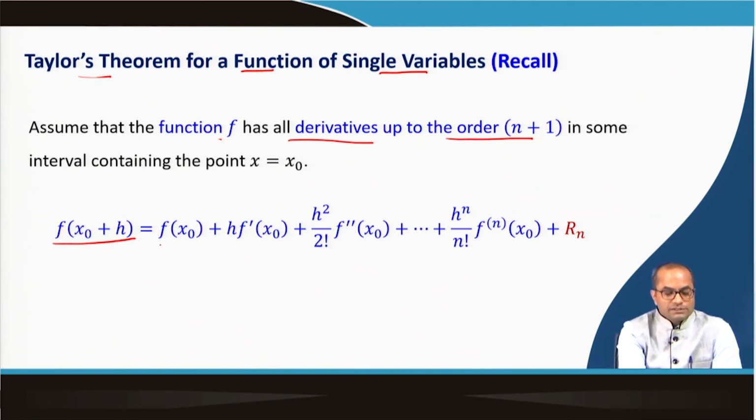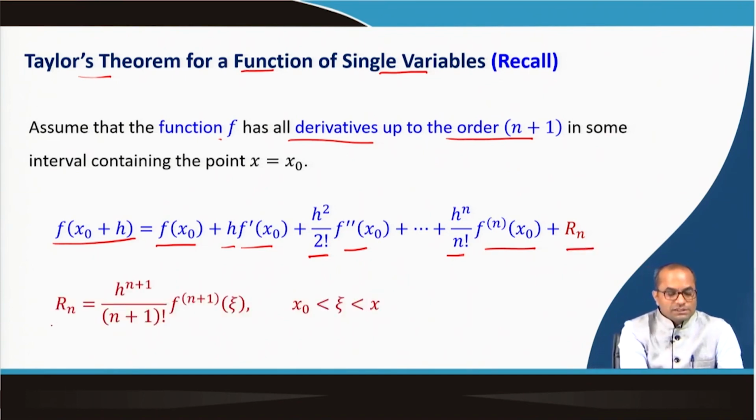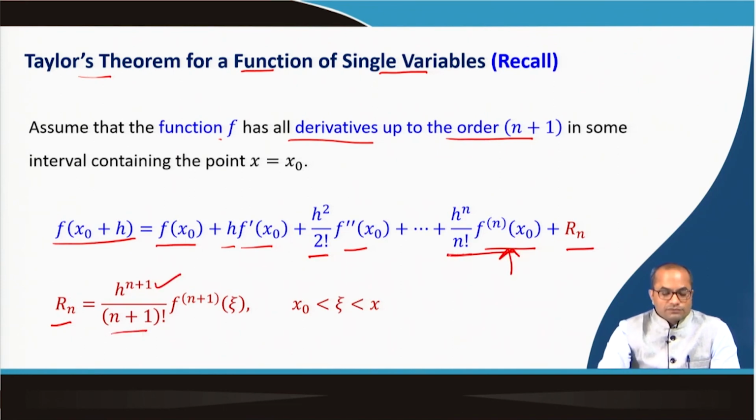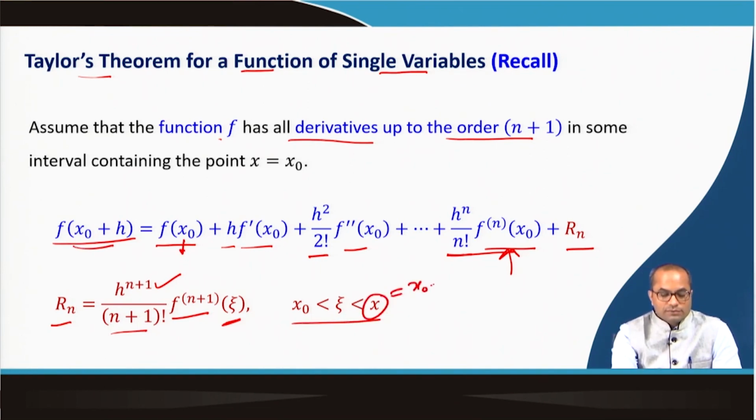So, f of x naught plus h is equal to f of x naught, plus h times the derivative at x naught, then h square by 2 times the second order derivative, and so on, up to the nth order derivative multiplied by h power n over factorial n. There was also a remainder term, h power n plus 1 over factorial n plus 1, times the n plus 1th derivative at some unknown point xi, where xi was between x naught and x naught plus h, or we call this x. So, this x means here x naught plus h.